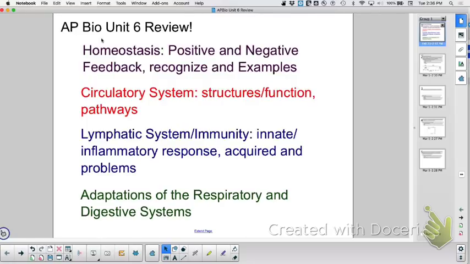So I want to say for essays about that, be able to recognize the difference between those. If I give you a scenario, you can go, that is negative feedback, and be able to give me data to support why it's negative feedback, or that is positive feedback, and give me data to support that. You good on that one?